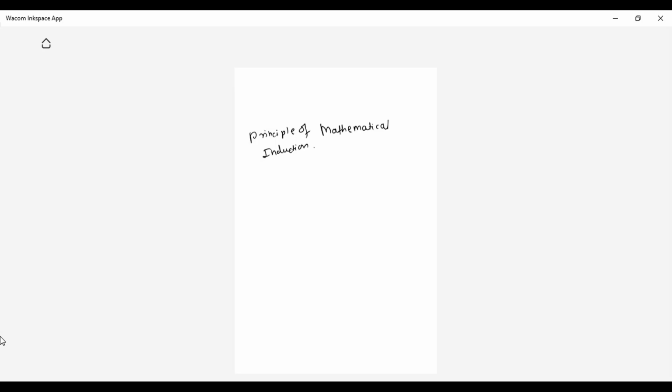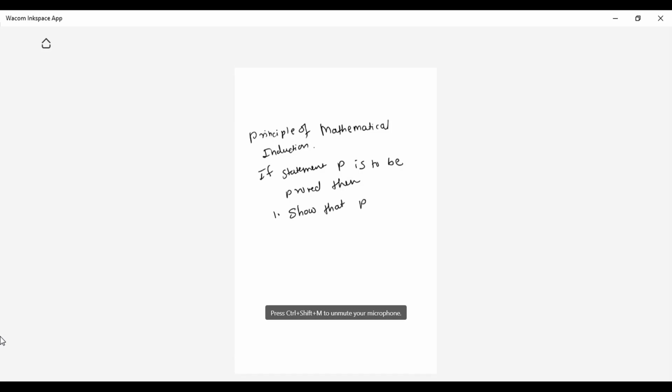Okay. So basically, the proof by mathematical induction consists of three steps. If statement P is to be proved, then what are the steps? Very important step. Everyone write it and listen. Show that P is true. First step is show that P is true for some particular integer n0, and this step is called basis step.